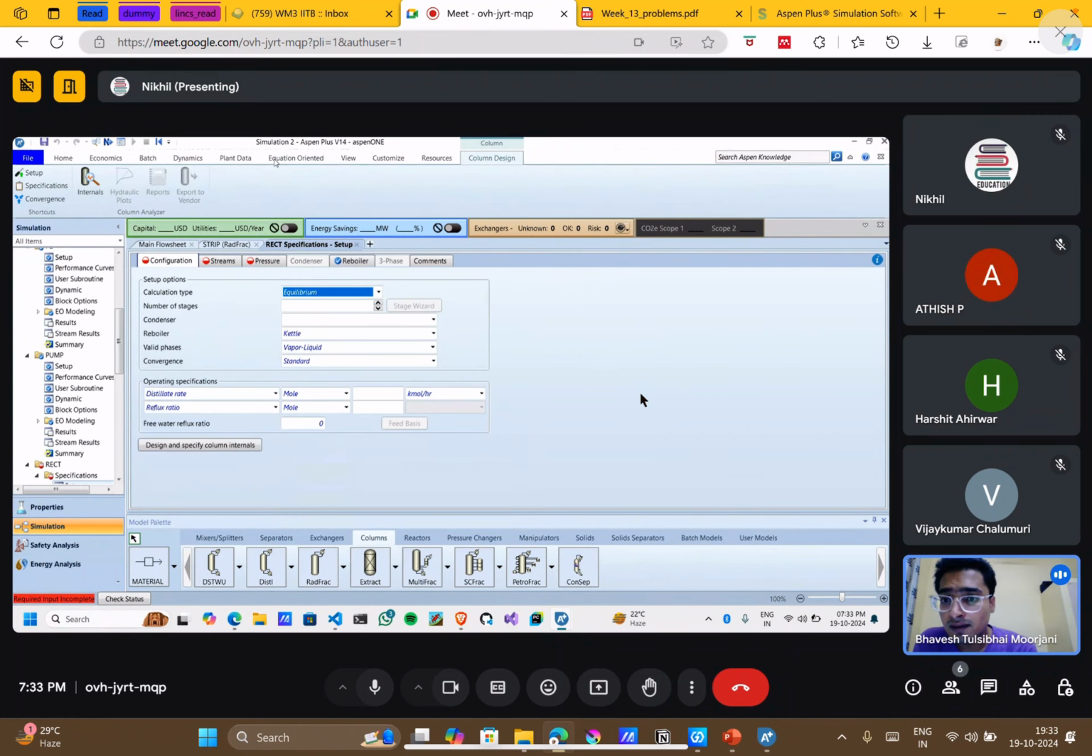Now we have the rectification column data. The rectification column has 120 stages, total stage number is 120. The 120 includes the condenser and reboiler also. So select the condenser as partial vapor since we have provided only vapor. Now we have been given a reflux ratio of 10.